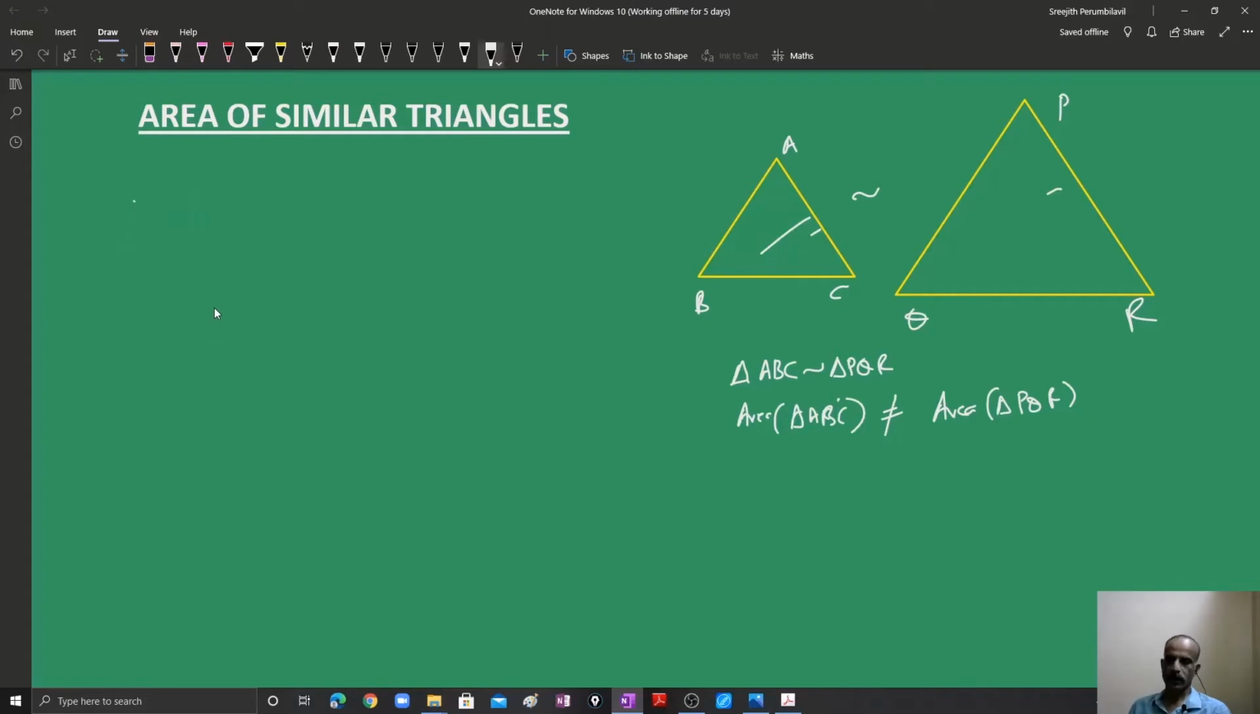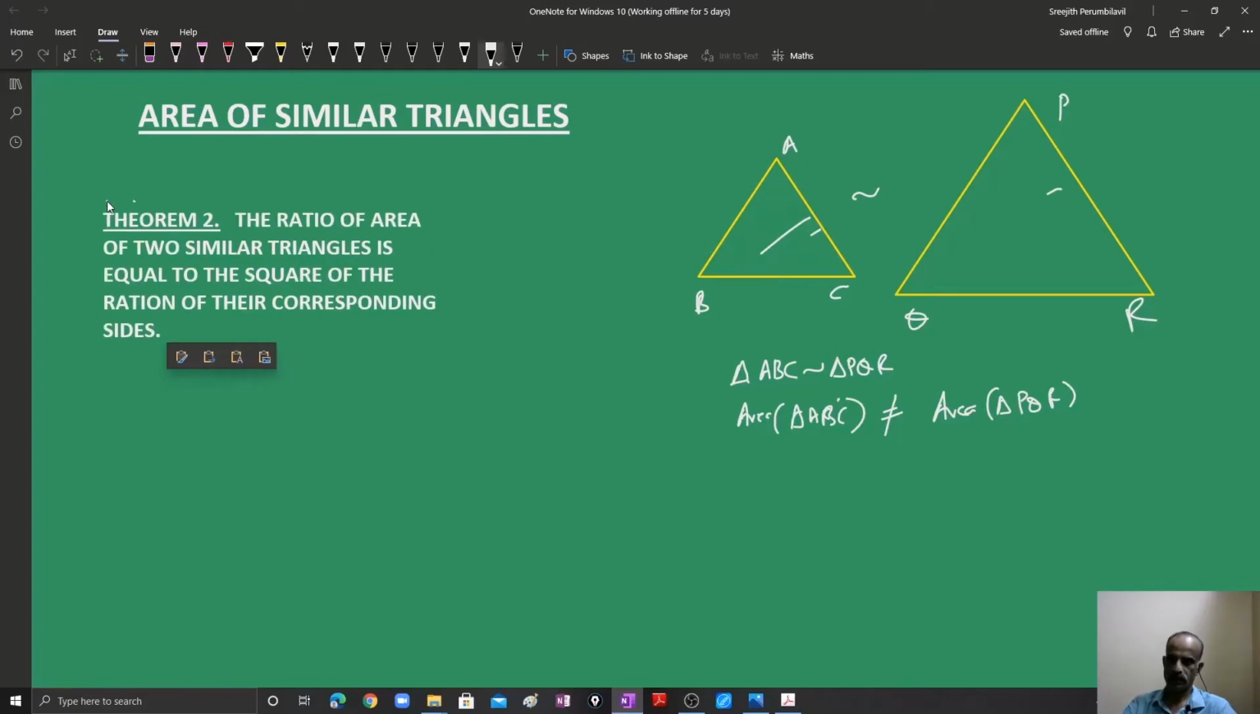In this chapter, we have altogether three theorems to be learned for the board exam. The first theorem is BPT and its converse. The second one is related to the area of two similar triangles. That is, if two triangles are similar, the theorem talks about the relationship between their areas. Let us see what it is.